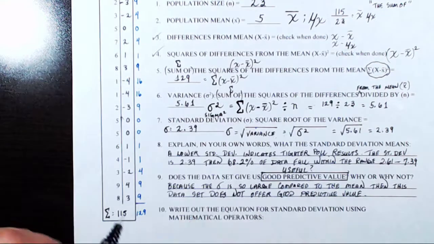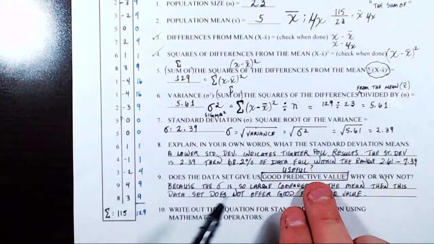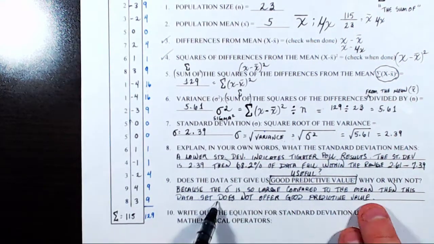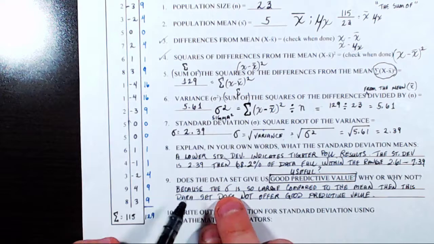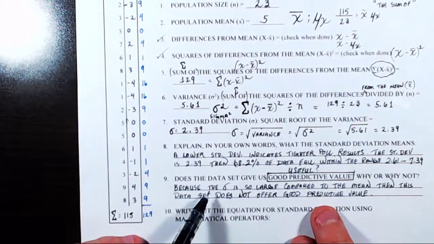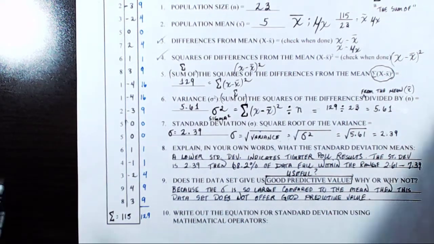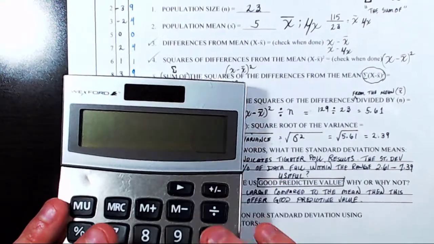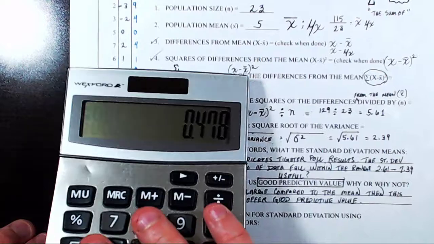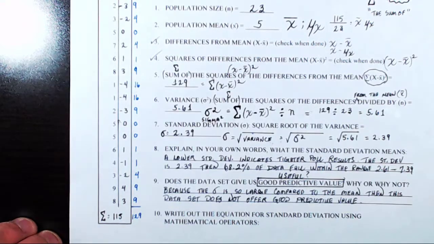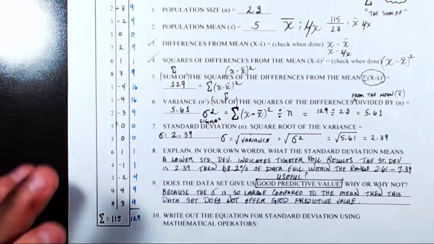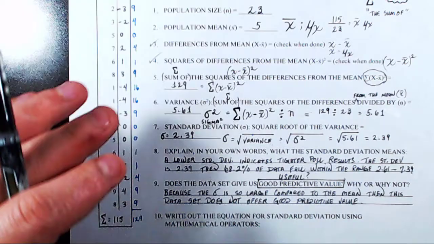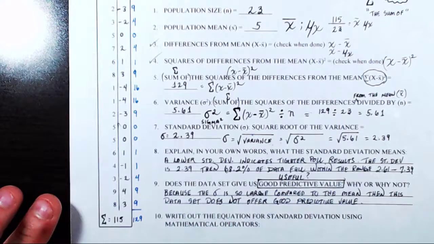So I answered both the question, does the data set give us good predictive value, and why or why not? It does not offer good predictive value because sigma is so large compared to the mean. Sigma is 2.39 and the mean was 5. So sigma's almost half the size of the mean. According to this bell curve, the sigma is too large for us to really use it as a prediction tool.